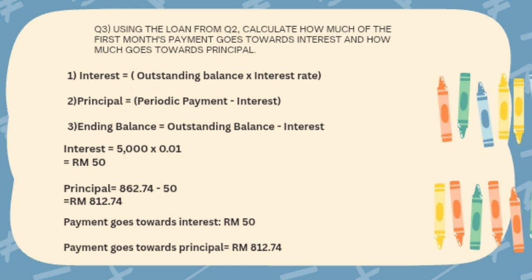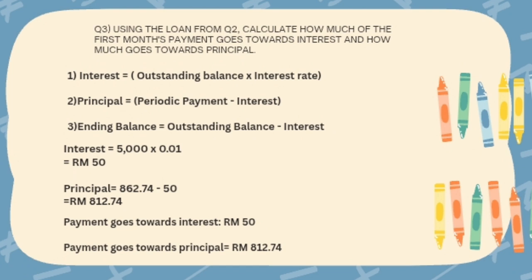First, we need to understand the outstanding balance. At the first month, the outstanding balance is still 5,000 ringgit because no payment has been made yet. Step 2, we need to calculate the interest for the first month. Interest is calculated using the outstanding balance. So, we take the outstanding balance of 5,000 ringgit and multiply it by the monthly interest rate of 1%. When we do this, we get 50 ringgit. This means 50 ringgit of the first payment is interest.